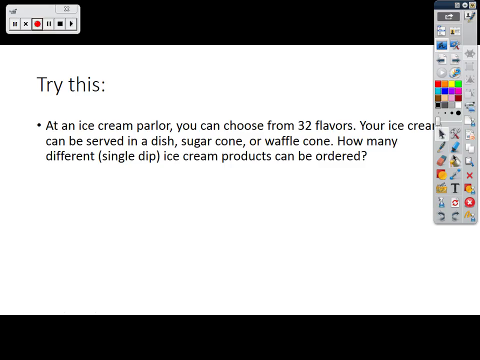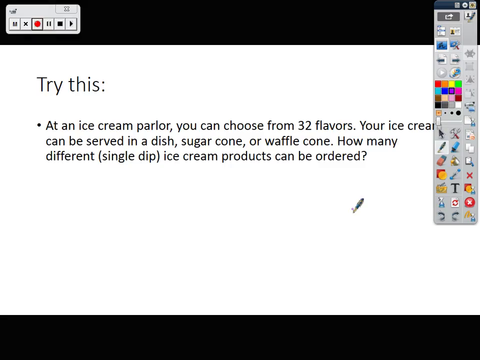Okay, another example is at an ice cream parlor. You can choose from 32 flavors. Your ice cream can be served in a dish, a sugar cone, or a waffle cone. How many different single-dip ice cream products can be ordered? Well, to order this ice cream, we need to pick a flavor, and we also need to pick a serving style.